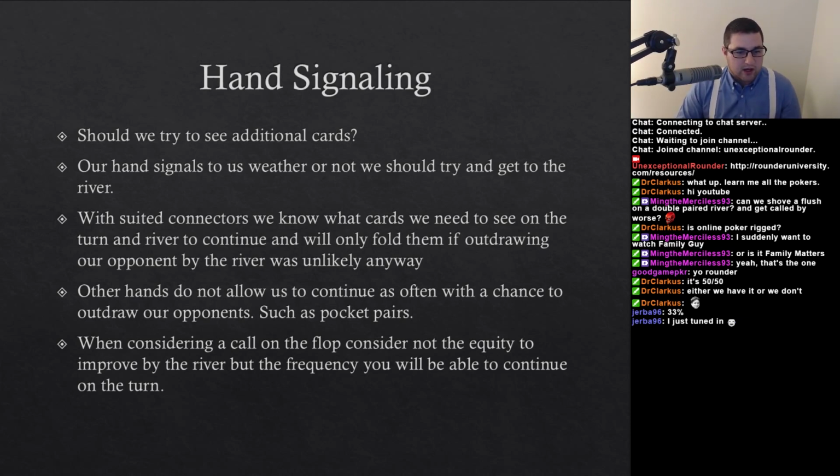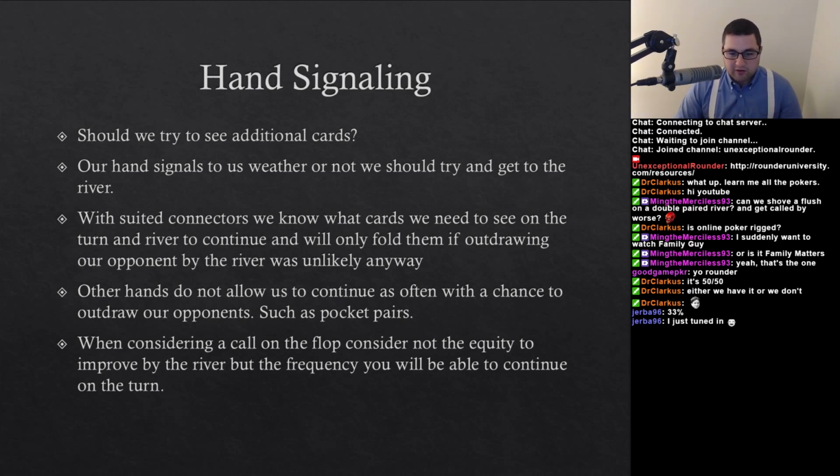Other hands do not allow us to continue as often with a chance to outdraw our opponents, such as pocket pairs. Think about if you have a pocket pair and there are overcards on the board, it's really hard to realize the equity on those hands. Even though a pocket pair may have the same equity as a suited connector, there are going to be a lot fewer turns that you can continue on with a pocket pair when you miss than with a suited connector. And we're going to go over two hand signaling examples that I think are pretty good.